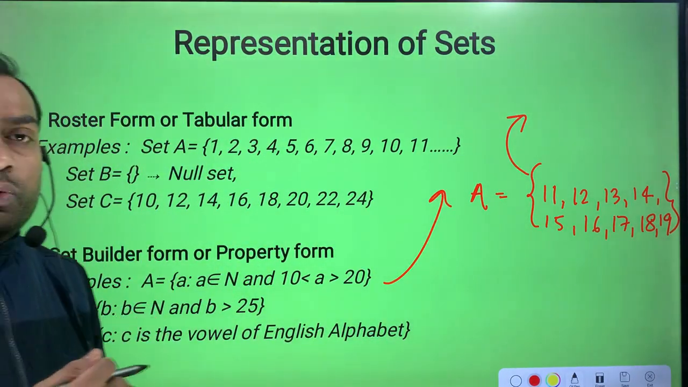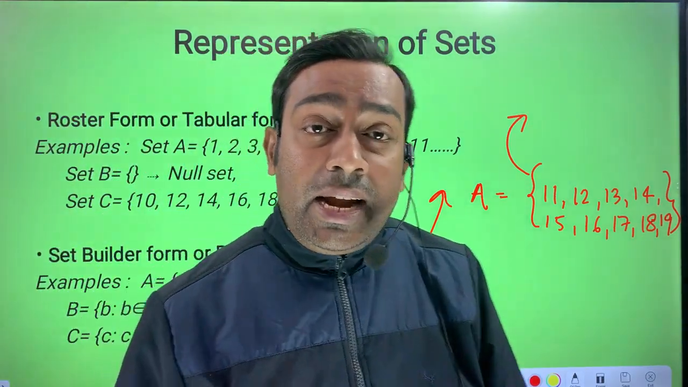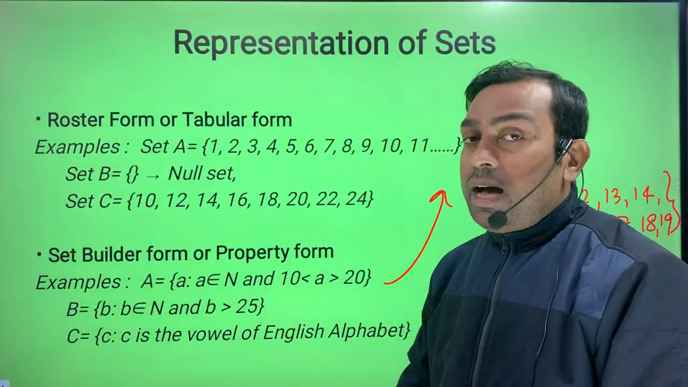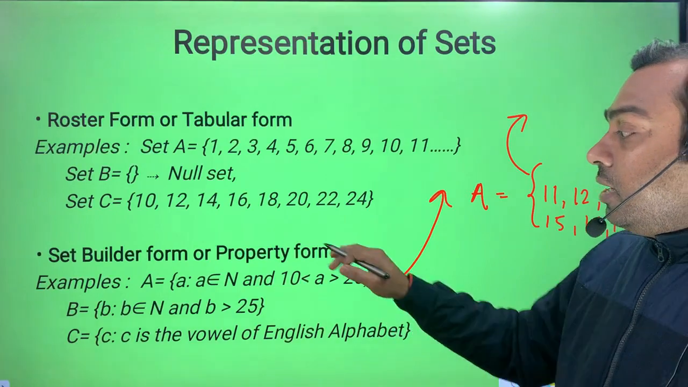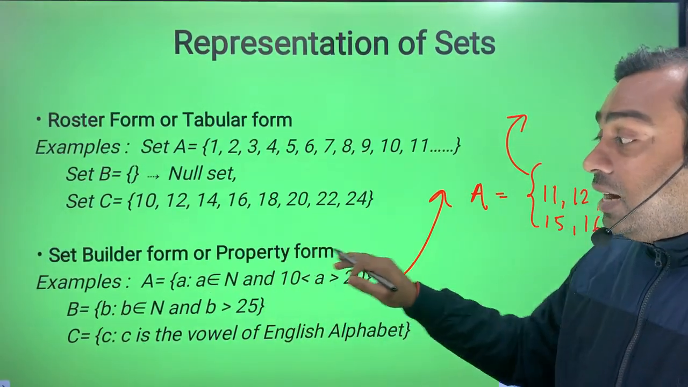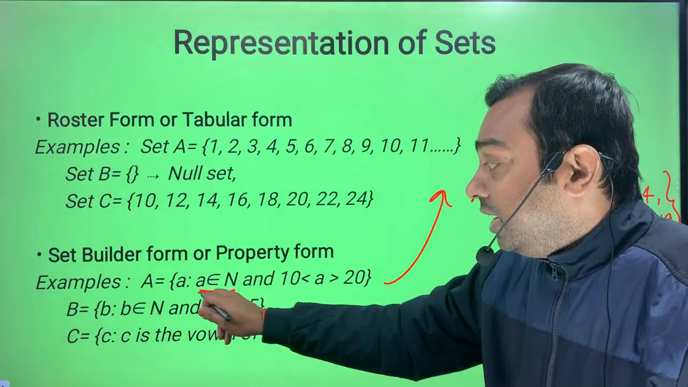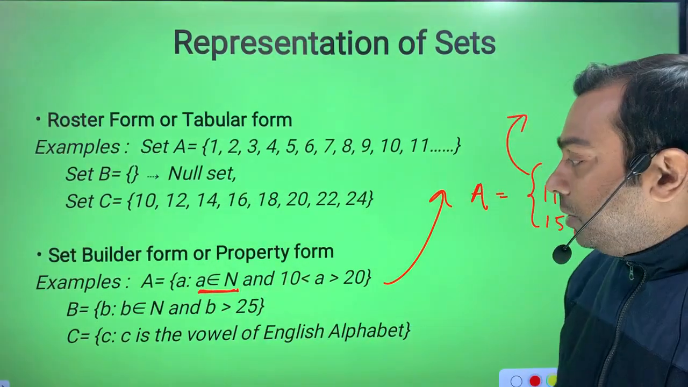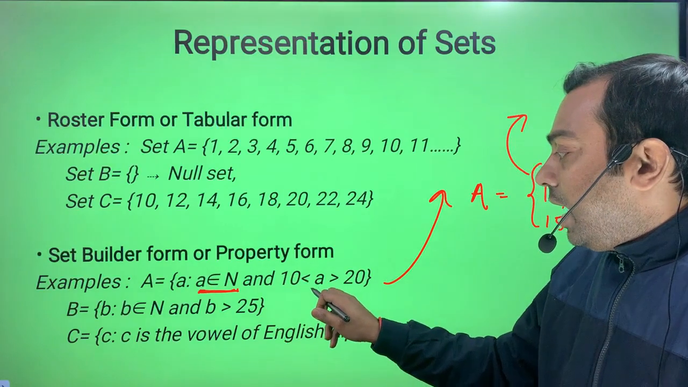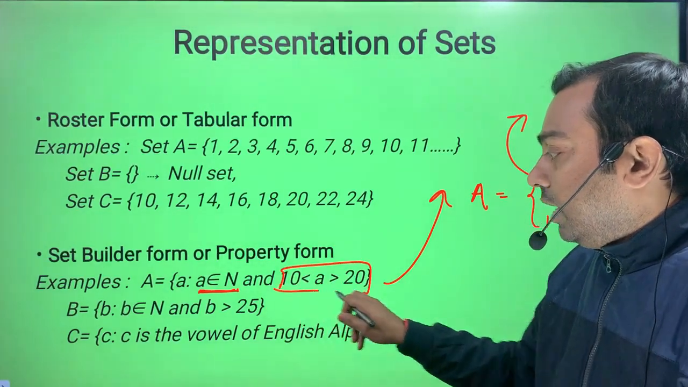Set builder means we are going to build a set. Yes, we are going to build a set with a statement and conditions. There is a statement with information about A. The nature of small a is capital N, which is natural number, and this is the range of A.